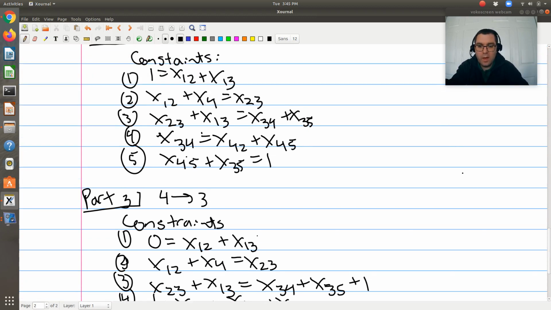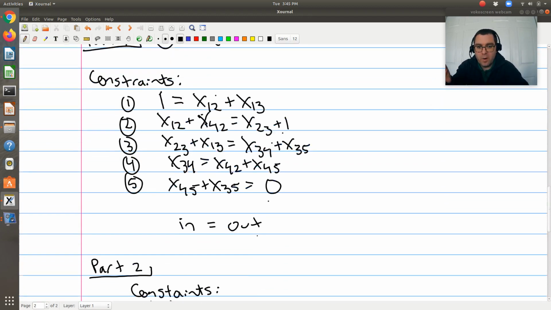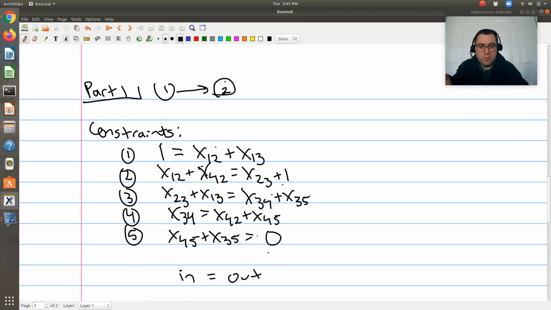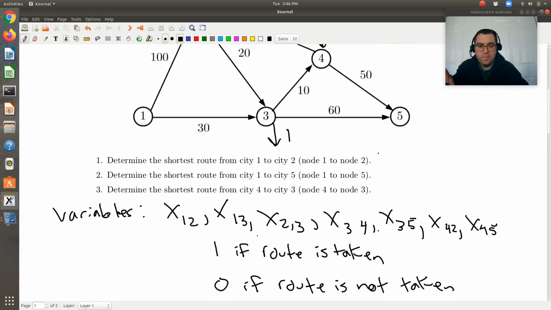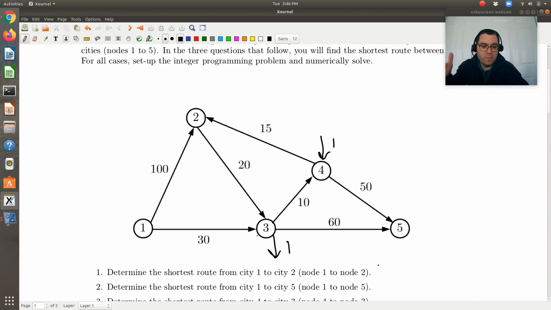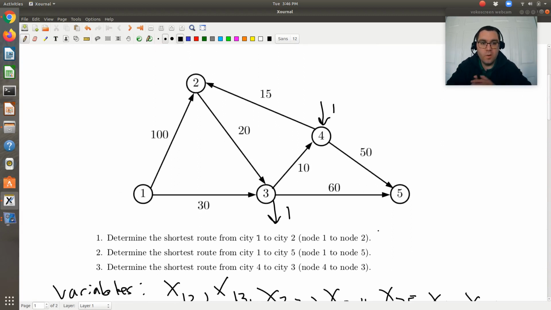That's all that would change from parts 1, 2, and 3: our constraints resulting from this node balance. So that's us formulating our shortest route problem for these 3 cases. I'm going to stop this video. We'll jump over to LibreOffice Calc and we'll solve. Hope that helps.